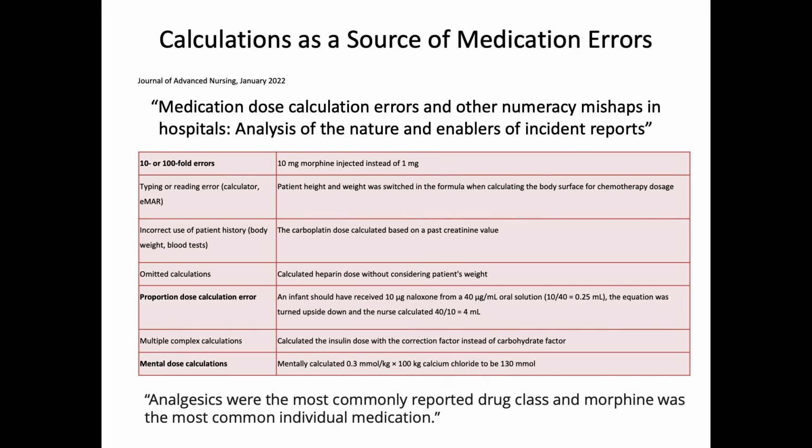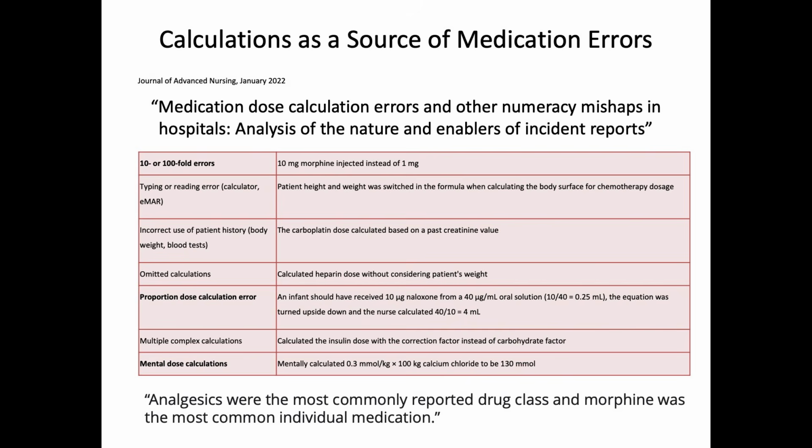One of our overall healthcare goals is to avoid medication errors for patients. Pharmacy calculations is a common, unfortunately, source of these types of errors. I show you some information taken from a nursing journal published January of 2022, so a recent publication entitled Medication Dose Calculation Errors and Other Numeracy Mishaps in Hospitals. Okay, this shows and summarizes some of the math-related mistakes that led to medication errors in their hospital.